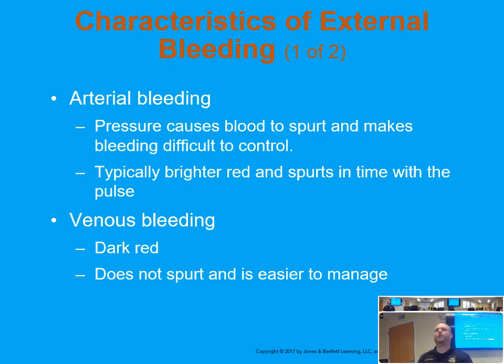Arterial bleeding usually causes bright red squirts of blood. Typically it's brighter and squirts in time with the pulse. Pressure causes blood to squirt and makes bleeding control more difficult. Venous bleeding is more dark red. It does not spurt. It's usually easier to manage, and it's usually just a leaking or a dripping versus a squirting.